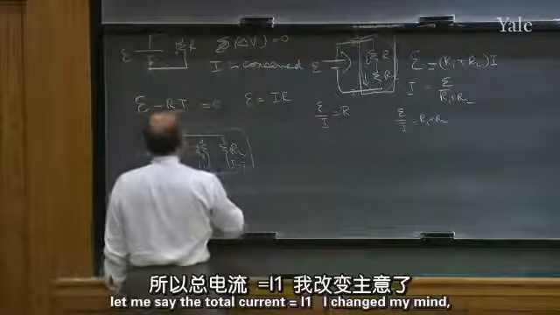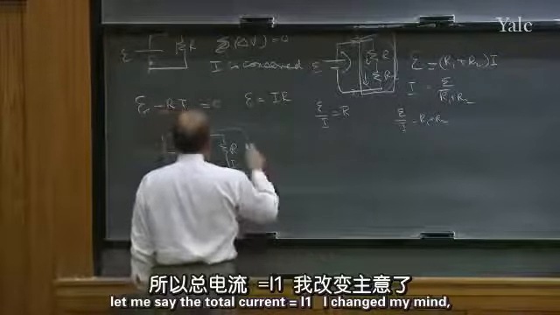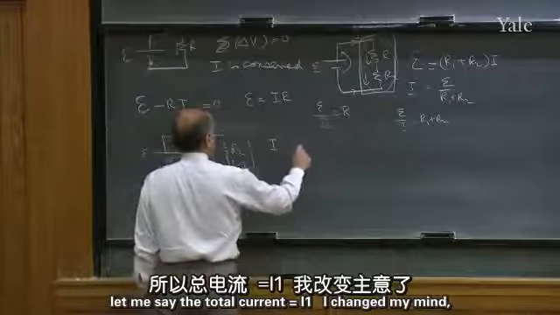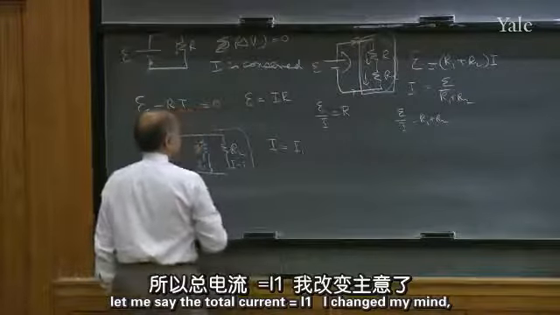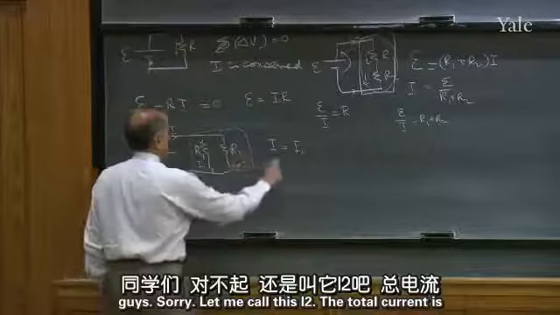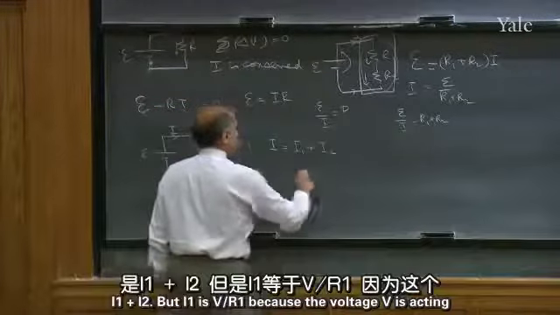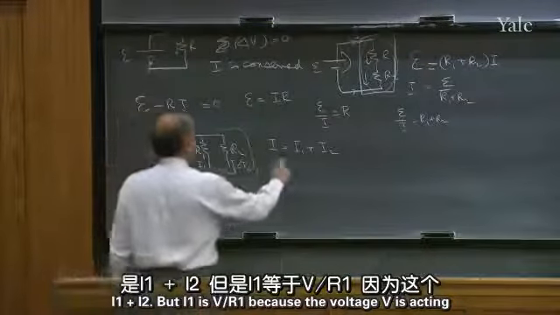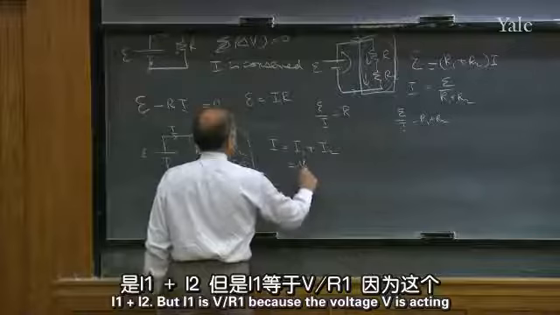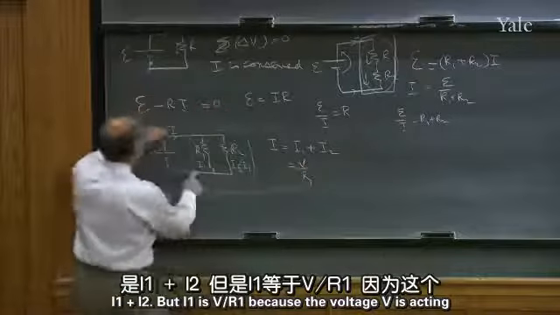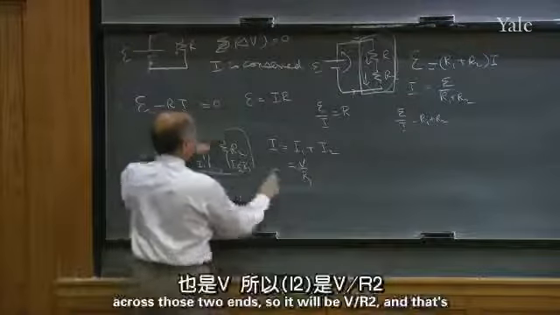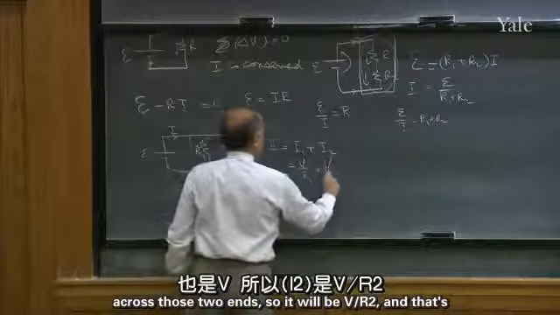So now, let me say the total current is equal to I1. Okay, I changed my mind, guys, sorry. Let me call this I2. Total current is I1 plus I2. But I1 is V divided by R1 because the voltage V is acting across these two ends. The voltage V is also acting across those two ends. So it will be V over R2.